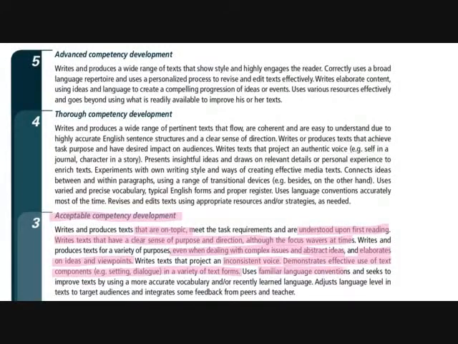Okay? They are using familiar language conventions, so that language conventions, just remember, is grammar. So things that are familiar to them with grammar. And they are also working on using more accurate vocabulary. So they're working to improve.